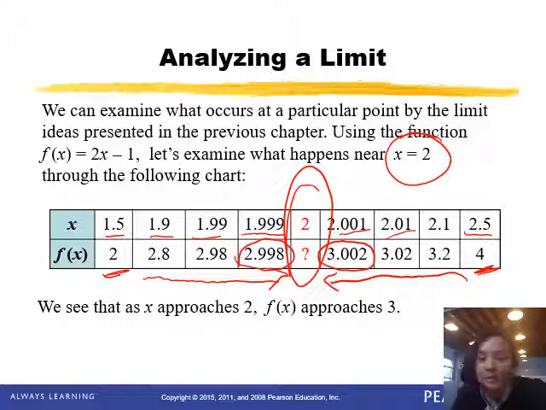Now, this seems really obvious, and why am I even spending the time talking about this? It's because this is the easiest way to look at what a function is doing near this instantaneous point. In this case, it's x equals 2.